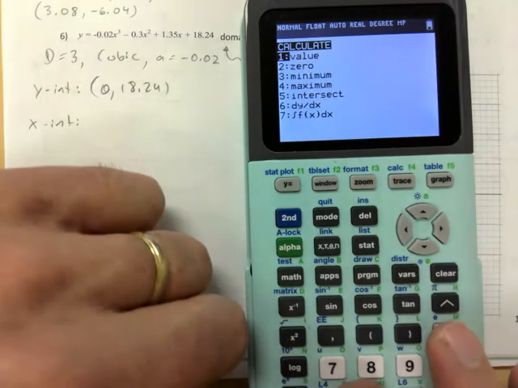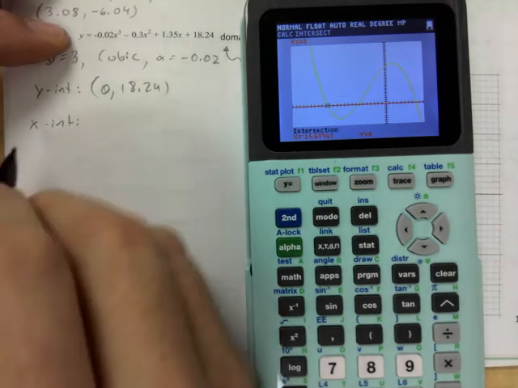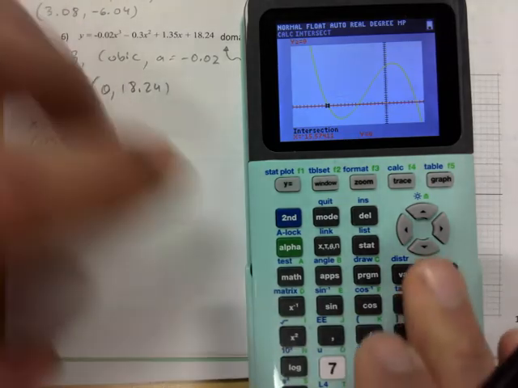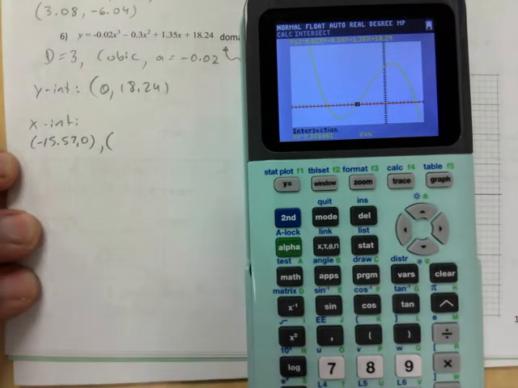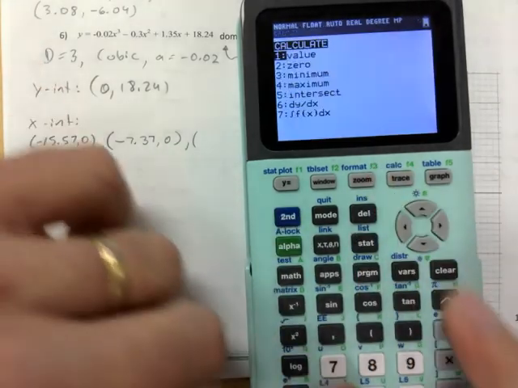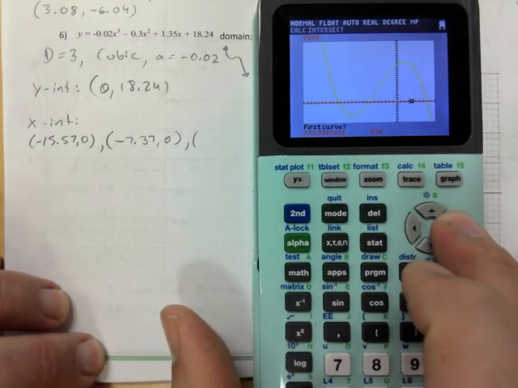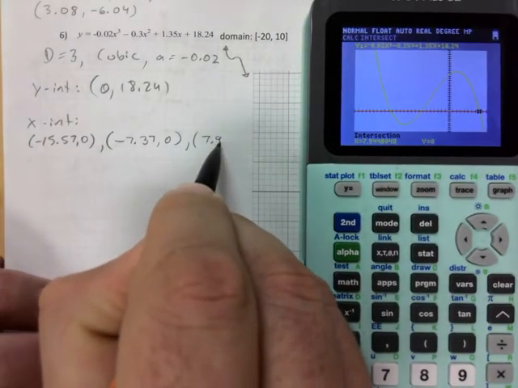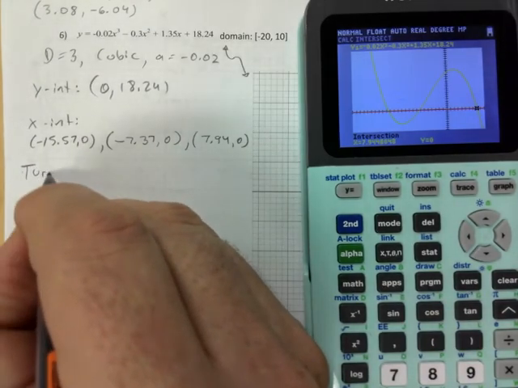So let's go ahead and find the intercepts. I'm going to start with the leftmost here, enter, enter, enter. I'm going to speed this up a little bit. At this point, you should be pretty good at finding them. Jumping, going straight across. It's close enough. Enter, enter, enter. 7.94. Okay, got my intercepts. Now I'm going to do the turns.